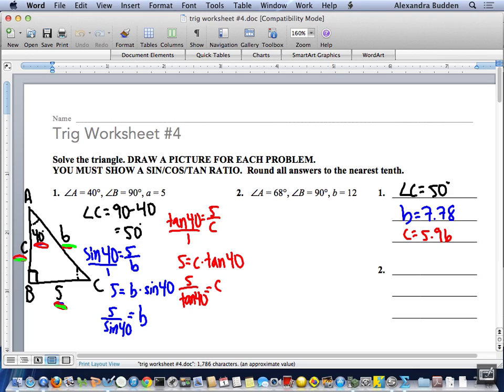Right now, if you would please pause the video and do problem 2 on your own. Remember to draw yourself a figure and set up the ratios. Come back when you've finished.